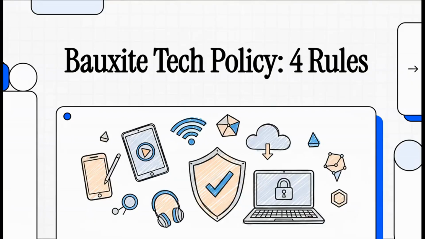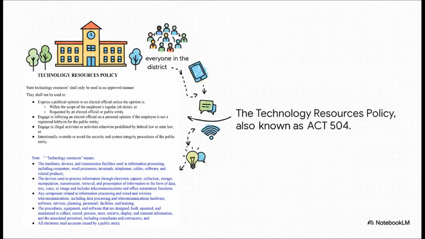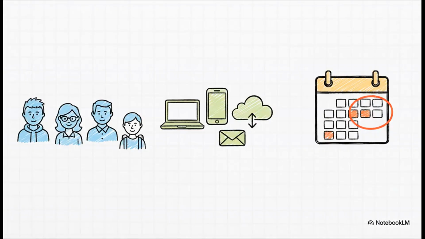All right, let's do a super quick breakdown of Bauxite School's technology policy. So if you use any district tech, listen up. This policy, Act 504, is for you. So what does this actually mean for how you use tech at work? It covers everyone and all state tech, and it's been in effect since August 1st, 2023.